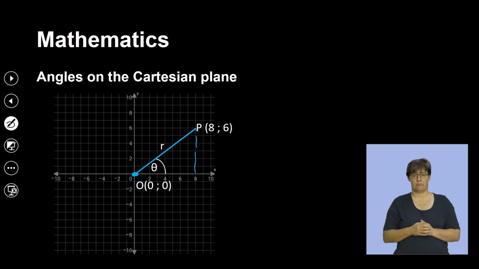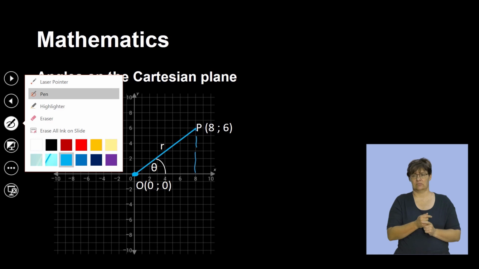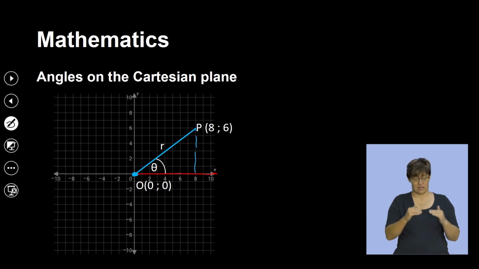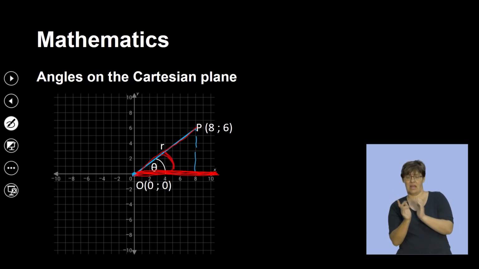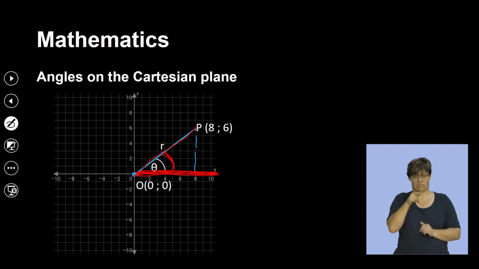So to measure the angle theta, let me use a different color here. It is between the point of origin, which is this horizontal line of the x-axis, and this line that I have here. And this angle here will then be the angle theta. So that's what we are talking about when we talk about the angle theta.